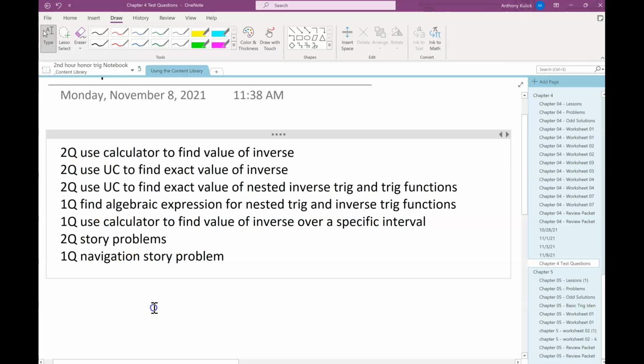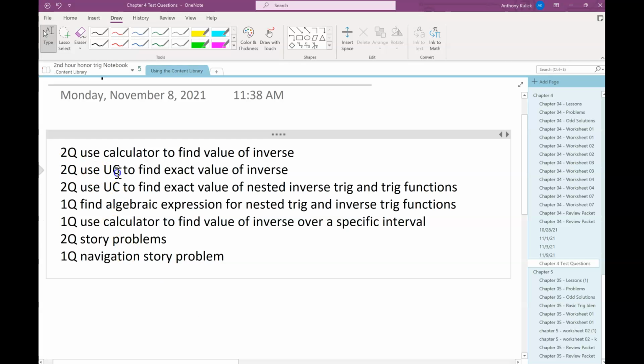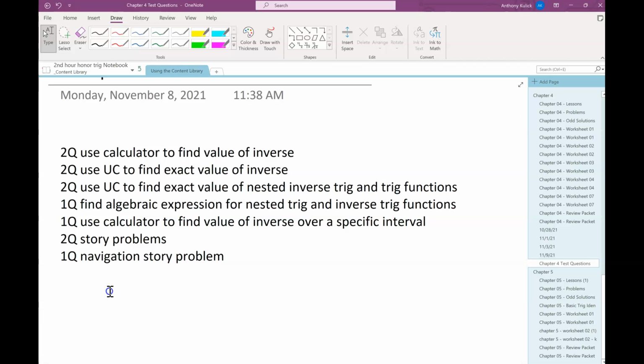So we have 2 questions where we're just using the calculator to find an inverse, which is literally just typing the stuff into your calculator and writing it down. Then 2 questions where we use the unit circle to find the exact value for the inverse, similar to those questions we were just talking about, Alyssa.